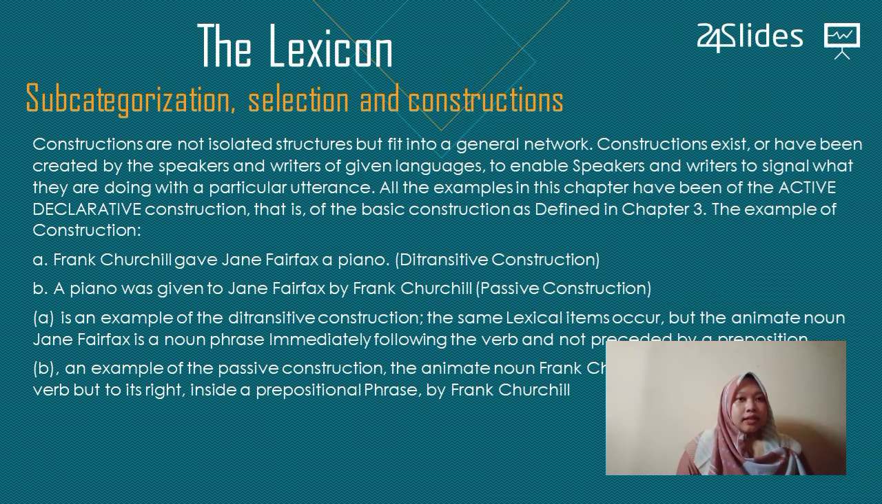A is an example of the ditransitive construction. The same lexical items occur, but the animate noun Jane Fairfax is a noun phrase immediately following the verb and not preceded by a preposition. And B, an example of the passive construction, the animate noun Frank Churchill is not to the left of the verb, but to the right, in a prepositional phrase, by Frank Churchill.